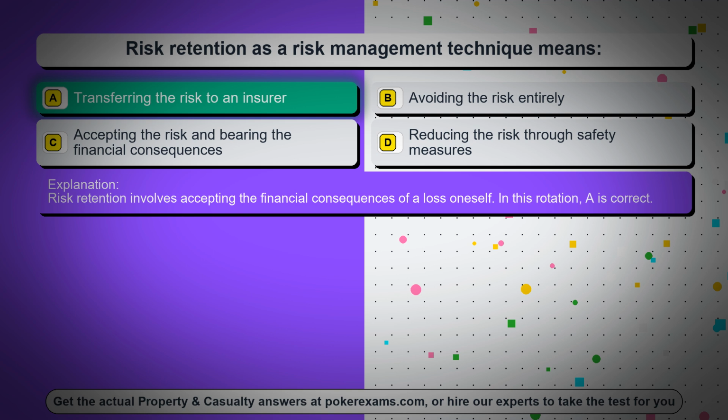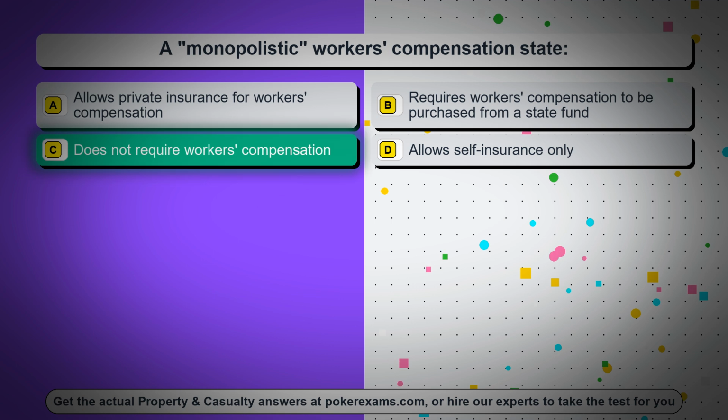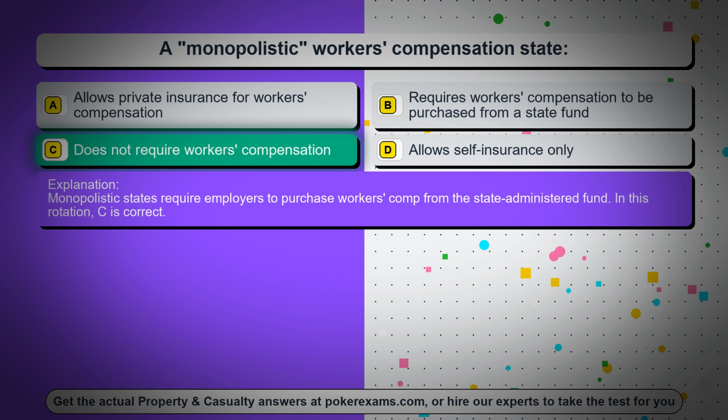In this rotation, A is correct. Question 36. A monopolistic workers' compensation state. Option A, allows private insurance for workers' compensation. Option B, requires workers' compensation to be purchased from a state fund. Option C, does not require workers' compensation. Option D, allows self-insurance only. The correct answer is option C, does not require workers' compensation. Monopolistic states require employers to purchase workers' comp from the state-administered fund.